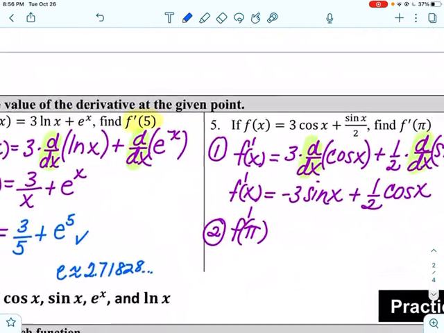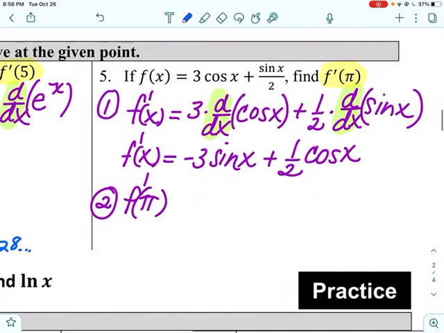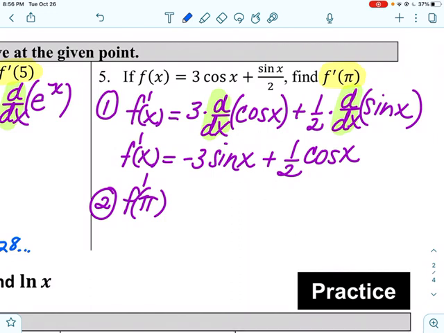For the second example, 5, we have f of x is 3 cosine x plus sine x over 2, and we want to find f prime of pi. So in this case, we have f prime is equal to 3 times the derivative of cosine x plus 1/2 times the derivative of sine x. So we take the derivative and we get negative 3 sine x plus 1/2 cosine x. So to get f prime of pi, we simply replace x with pi plus 1/2 times cosine pi.